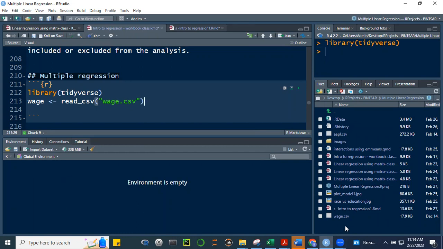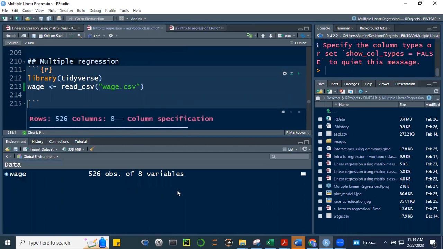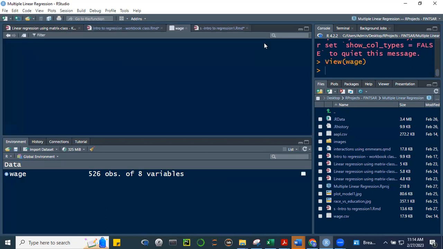So it's always a good idea to create projects, and in those projects you put the files that are relevant to your specific project. So let me load this now, and you can see now here we have our wage data set. So very quickly, let me access this.